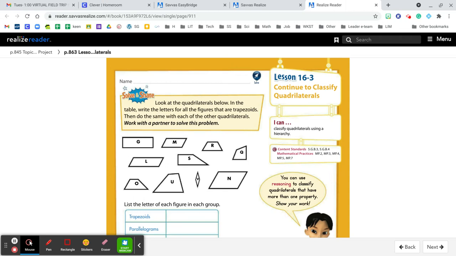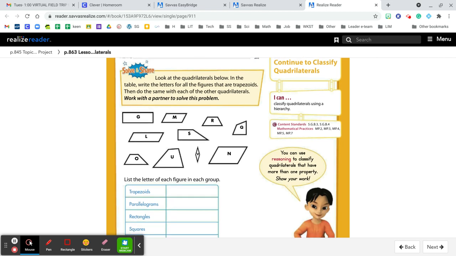All right, today we're doing lesson 16-3, continue to classify quadrilaterals. So we're looking at the quadrilaterals a little different way. Look at the quadrilaterals below. In the table, write the letters for all the figures that are trapezoids. Then do the same with each of the other quadrilaterals. You can work with a partner to solve this, work with a family member, work with a friend online, whatever you need to do. So list the letter of each figure in each group.